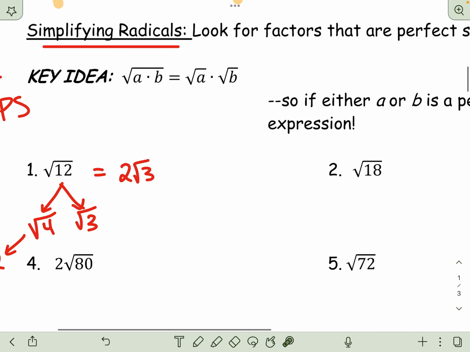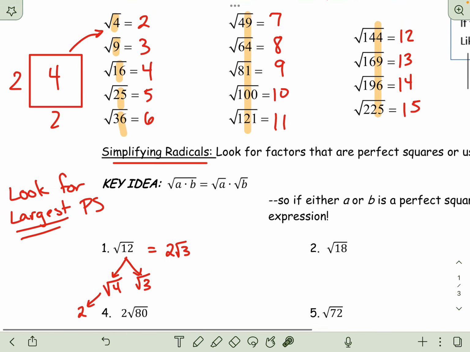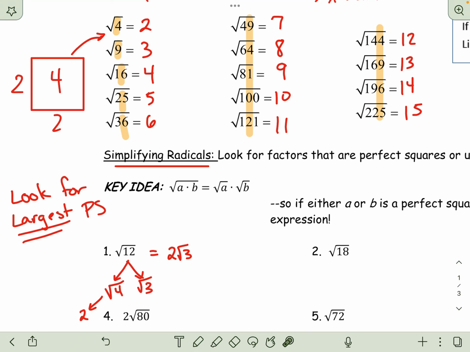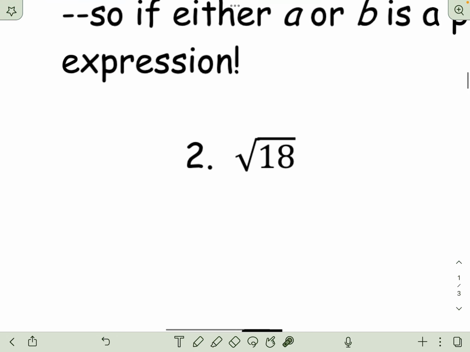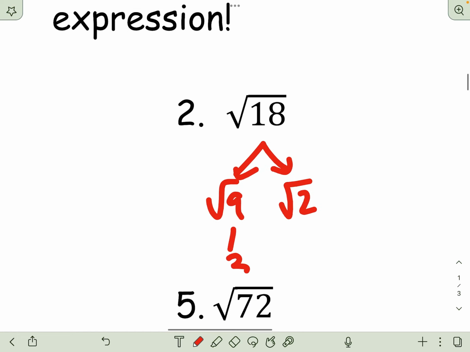All right, same thing here with number 18. You have radical 18. What's the biggest perfect square that goes into it? 16 does not go evenly, so it's got to be 9. So radical 9 times radical 2 gives you 3 radical 2. So this is 3 radical 2.